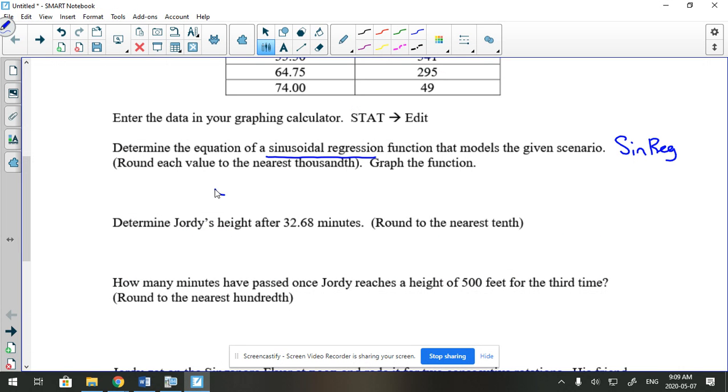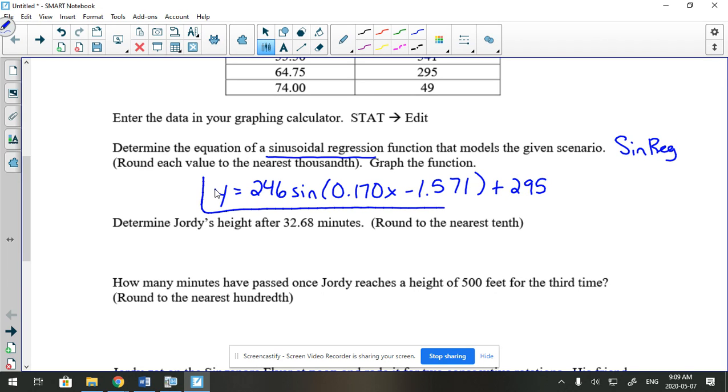So you should get, when I rounded, this equation for your graph. And that question is done. Then you just have to read the questions and determine what they're actually looking for, and then you can use your graph to figure it out.